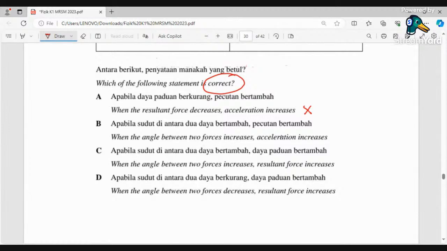Angle increase, acceleration increase. Wrong. Angle increase, resultant force increase. Angle between forces decrease, resultant force increase. Jadi jawapan D. Okay.